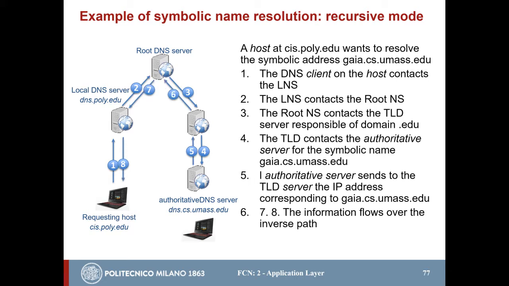The other way is the recursive mode. Instead it is a chain, so the local DNS server queries the root, the root queries the top-level domain server, the top-level domain server queries the authoritative name server, and the responses follow the same path as the request, returning to the local DNS server.